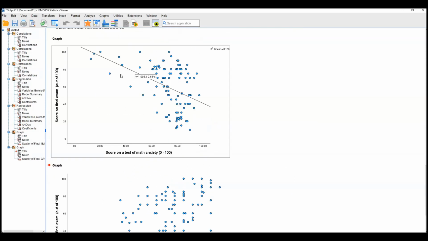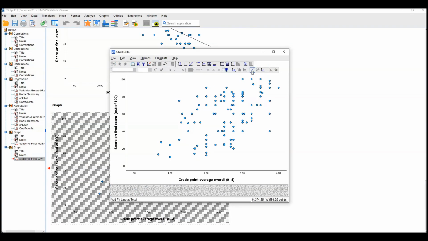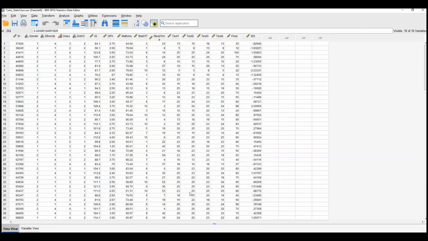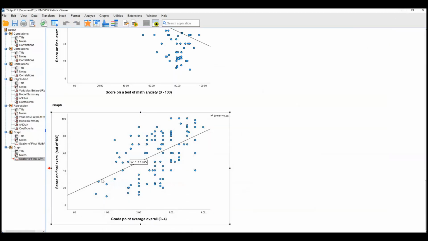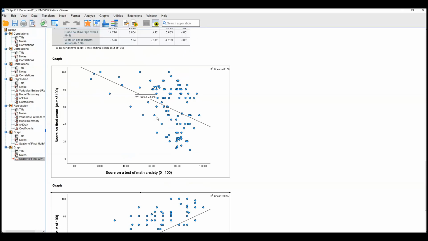Run that. Here, one thing I wanted you to notice: the previous plot had a slope that's going negative. Again, we said the higher the score on math anxiety, the lower the score on the final exam. In this case, as we saw, it was a positive relationship. The slope is going up. As GPA goes up, score on the final exam goes up. I can just double click, add the line, close out of it, and here you have a straight line. So we can say that there is a linear relationship. That would be an important step.